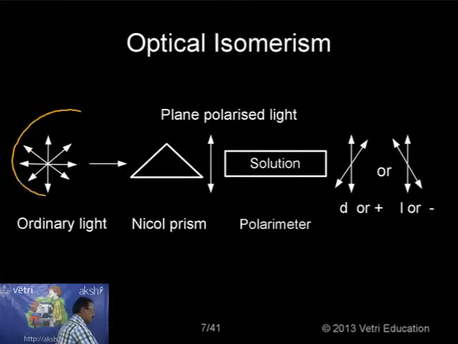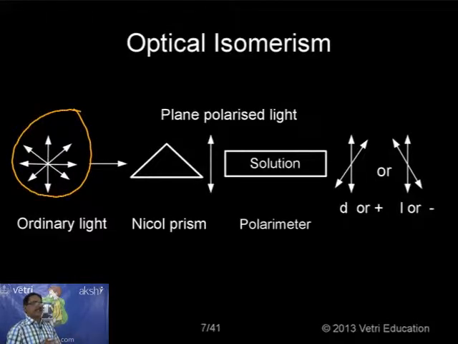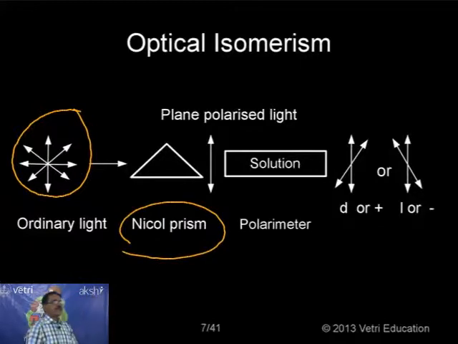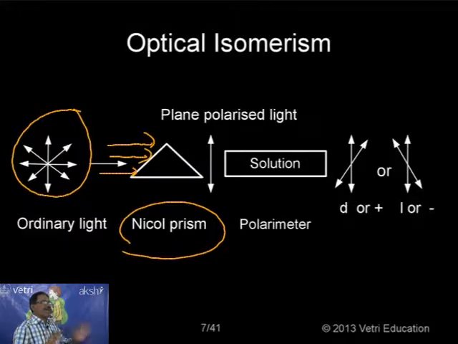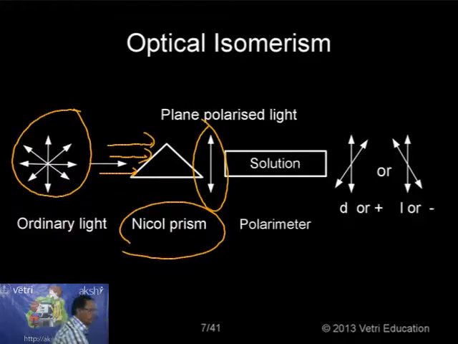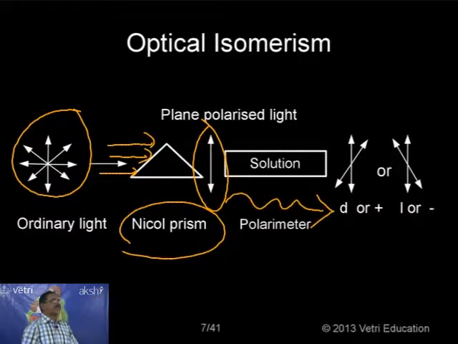This is ordinary light. You know already, ordinary light vibrates in all directions. When this ordinary light is passed through a Nicol prism, all the radiation comes and hits the Nicol prism. The Nicol prism cuts off all directions except only one direction, which is perpendicular to the line of propagation. This is the line of propagation. That light is called plane polarized light. I hope now you can clearly understand.